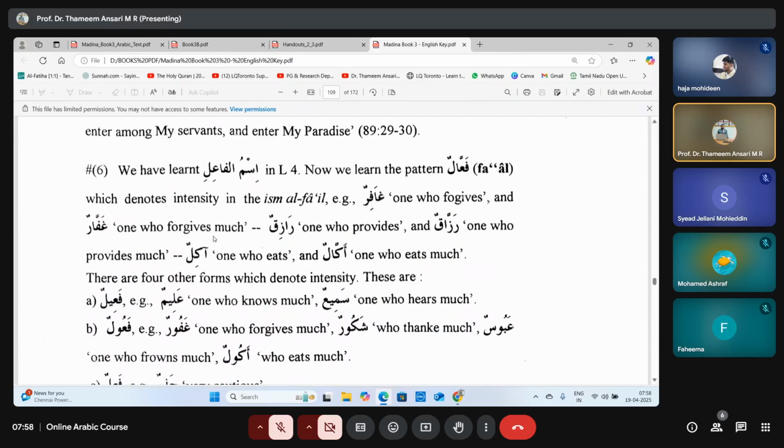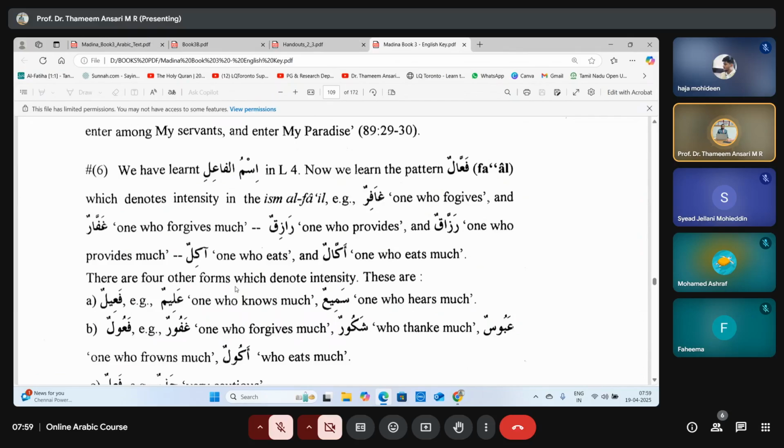Point number 6. We have learned the ismul fa'il in lesson 4. Now we learn the pattern of fa'alun, which denotes intensity in the ismul fa'il. Example: ghafirun, one who forgives. Ghaffarun, one who forgives much. Razikun, one who provides. Razzakun, one who provides much. Akilun, one who eats. And Akkalun, one who eats much. Eataholic.